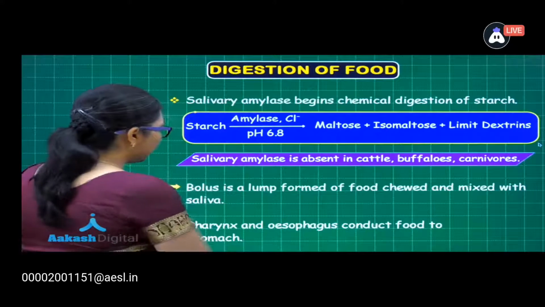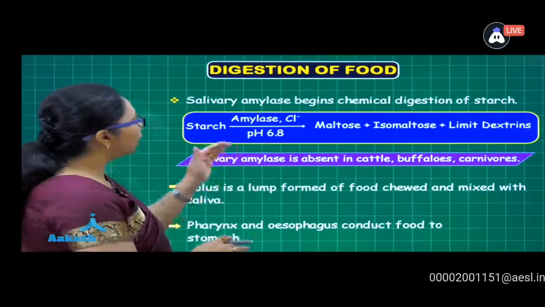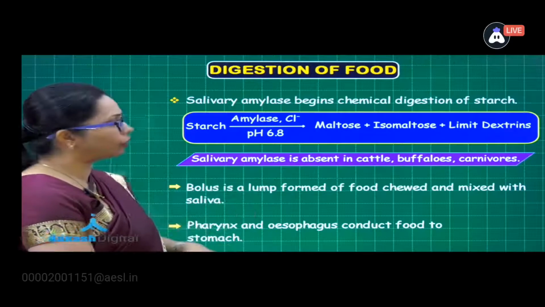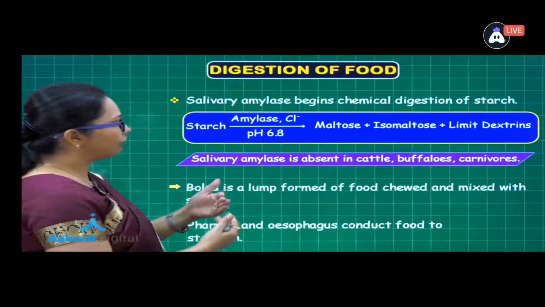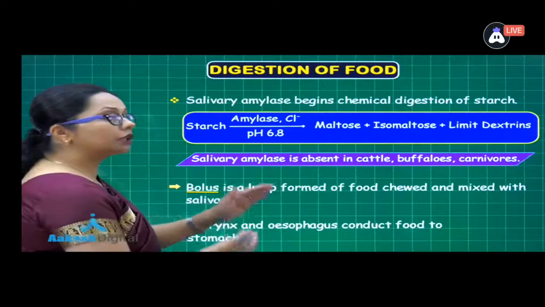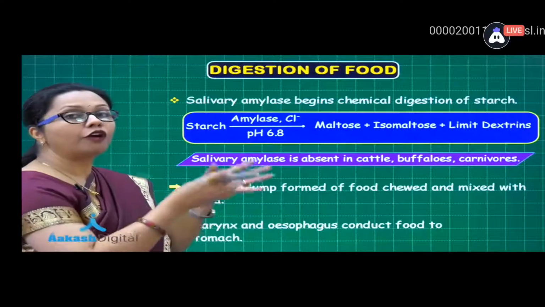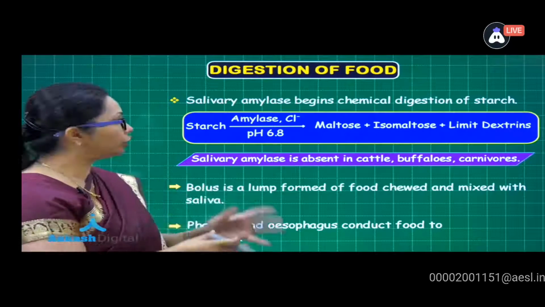Now this amylase, however, is not present in all mammals. It is absent in cattle, buffaloes, and also in carnivores. Now the food which is mixed with the saliva is called bolus, and this bolus is conducted into the pharynx and then into the esophagus, where by peristaltic motion it ultimately reaches the stomach.